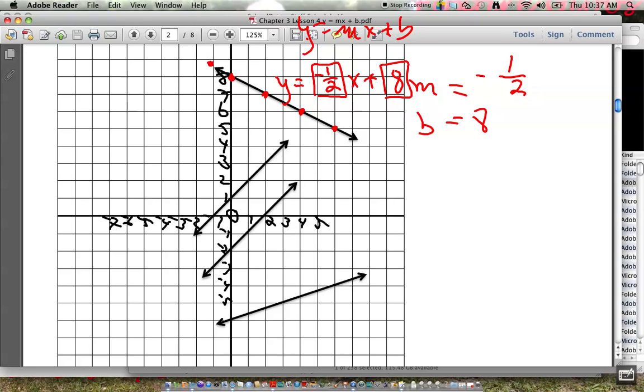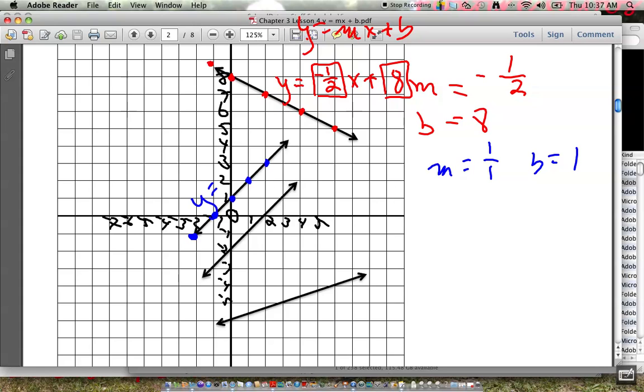This guy here, let's do this one next. Ready? Let's do this line right here. What is the y-intercept of my blue line? What's the y-intercept, everybody? 1 it is. Now, let's do the slope. What's the slope? Up 1 over 1. So now I just plug everything in.